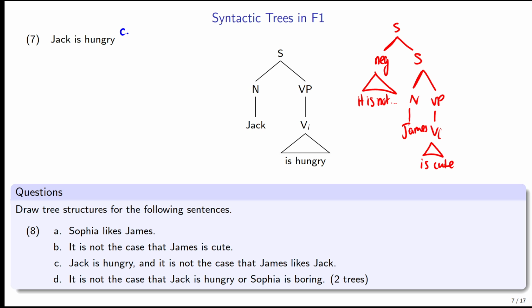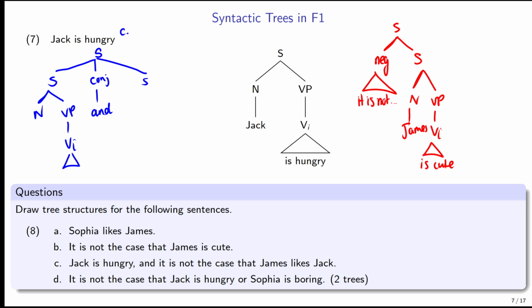Jack is hungry, and it is not the case that James likes Jack. Okay, so we're going to have an S that breaks up into a sentence, a conjunction, and another sentence. So our left sentence is going to be Jack is hungry. So is hungry is going to be an intransitive verb, and we're going to have a noun subject, Jack. We're going to have and as our conjunction, so and is going to go under conj.